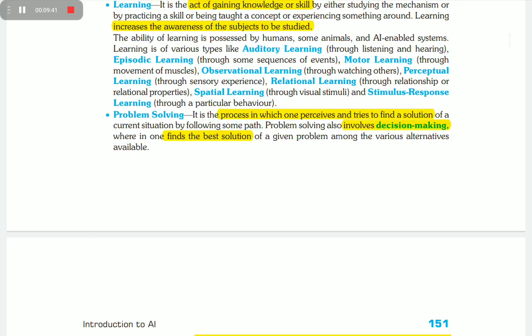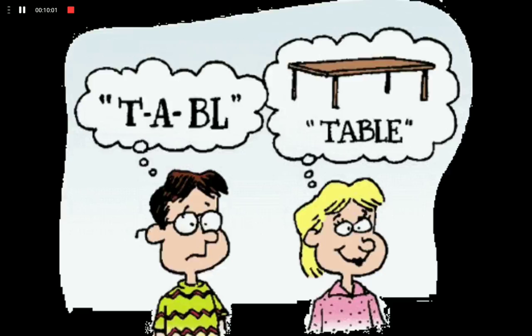Spatial learning through visual stimuli. Stimuli is basically through visual processes. Spatial learning means learning through visual means, like here. If I show a photo like this, I showed you a visual or spatial learning table like this. A boy is learning the spelling of table.